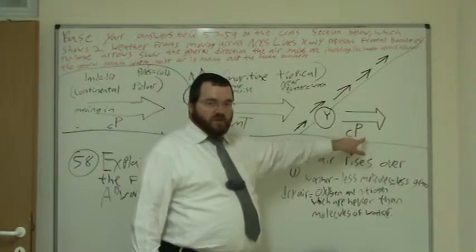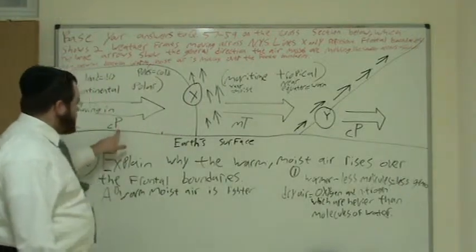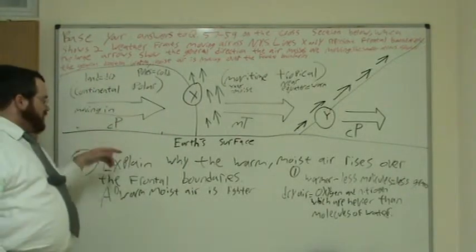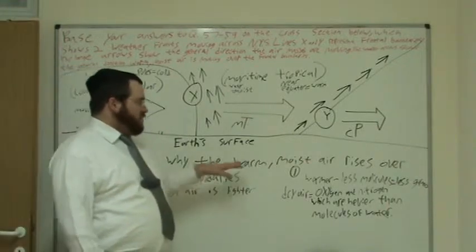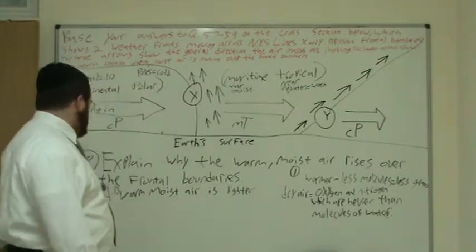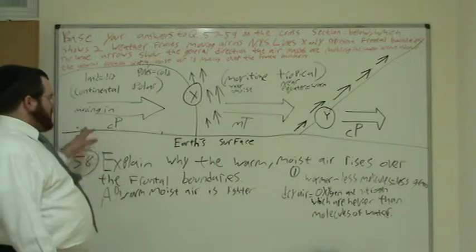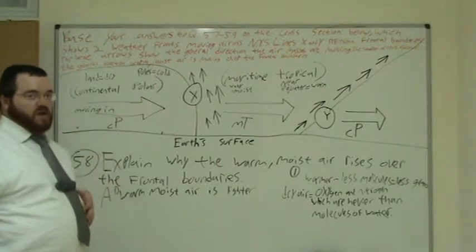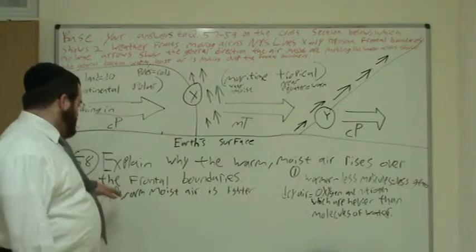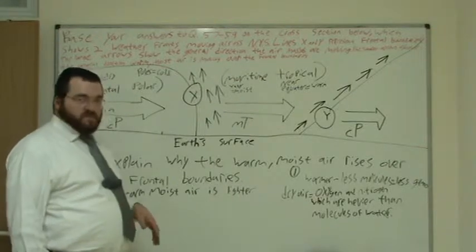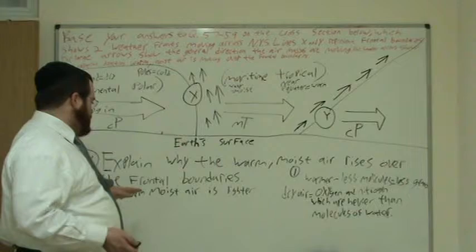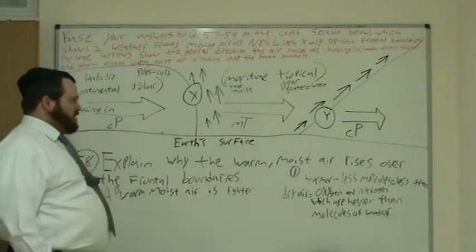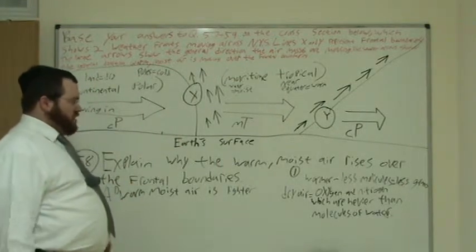CP is continental polar. Over here also, CP is continental polar. So first of all, the question is, why does the warm air rise over the frontal boundaries? The reason is because the two frontal boundaries are continental polar, and the warm moist air is lighter. So you could answer it in many ways. The easiest way is just to write, the warm moist air is lighter than cold dry air.